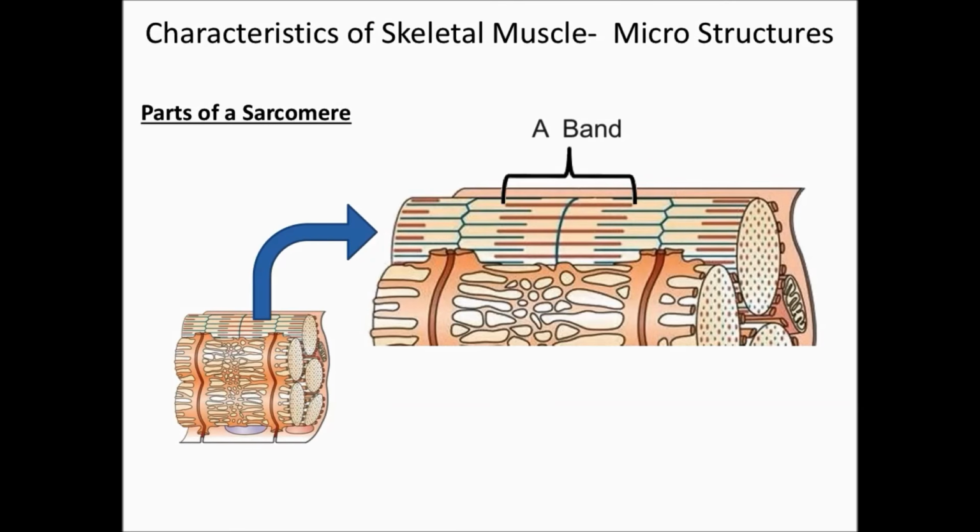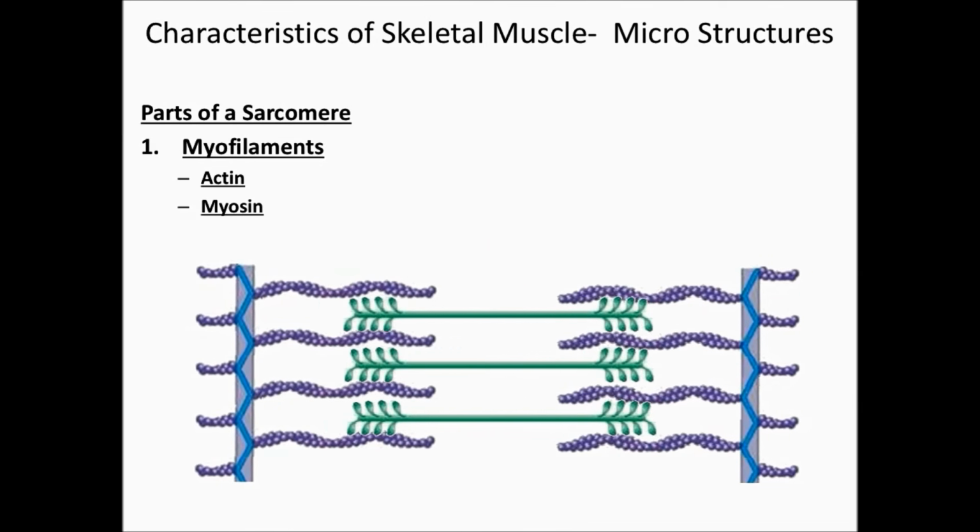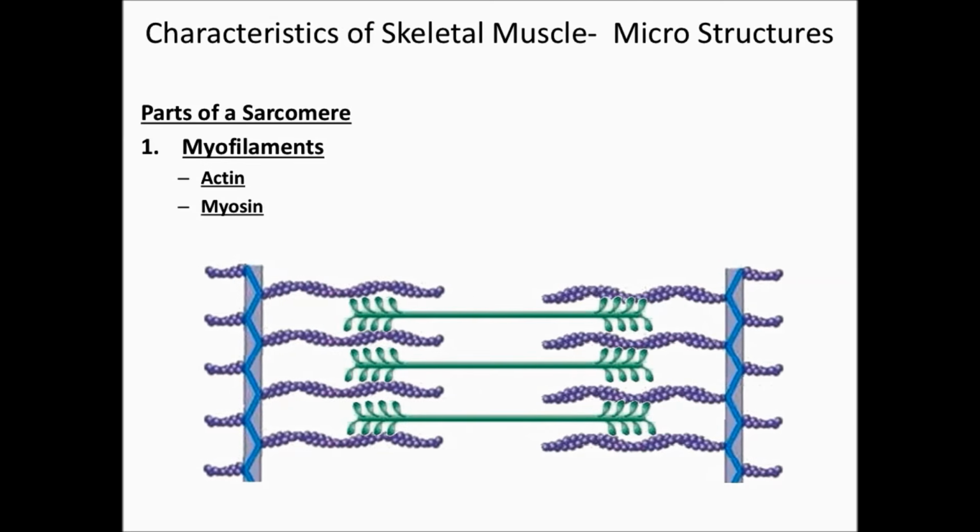The A band is the length of a myosin myofilament. The I band is the distance between the ends of two adjacent myosin myofilaments of two sarcomeres. And the H zone is the distance between two actin myofilaments within the same sarcomere. As mentioned before, the sarcomere contains the myofilaments, actin and myosin. And it's the interaction between actin and myosin that causes a muscle contraction.